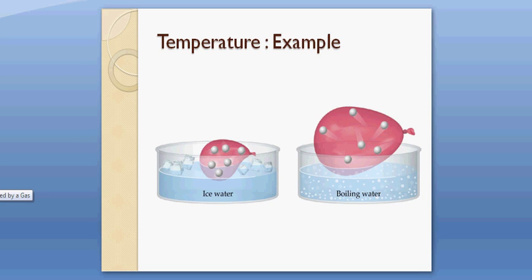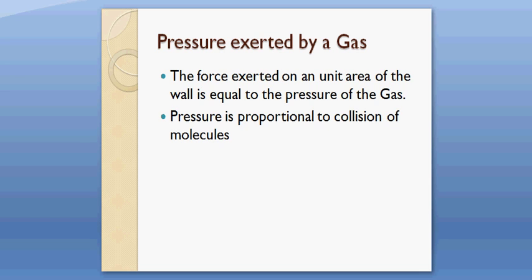Now let's come to the pressure part. That's the pressure exerted by the gases. What happens actually? The force exerted on a unit area of the walls is equal to the pressure of the gas. What is that? For example, when a gas is enclosed in a vessel, it exerts pressure on the walls of the vessel, right?